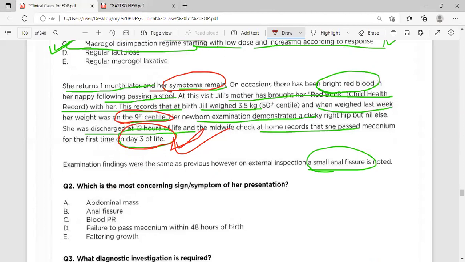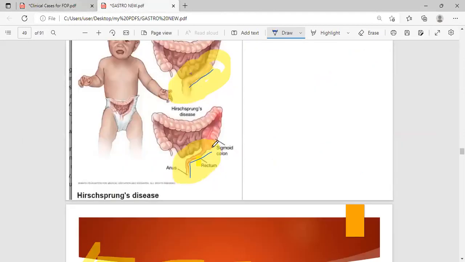Rectal biopsy. Yes, we'll do a rectal biopsy. Why? Because this portion is contracted and the pathology is in this portion, we'll do a biopsy and then see if there is any presence of the myenteric and Meissner's plexus in the submucous layer. So we are seeing the histological slide. We have to see the histological pathology. Okay, we are going to see the main pathology. So we'll do a rectal biopsy.